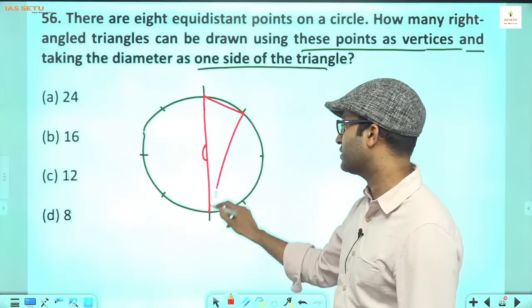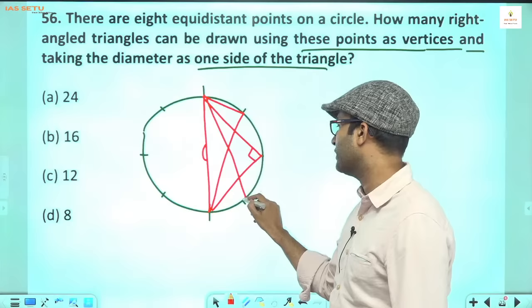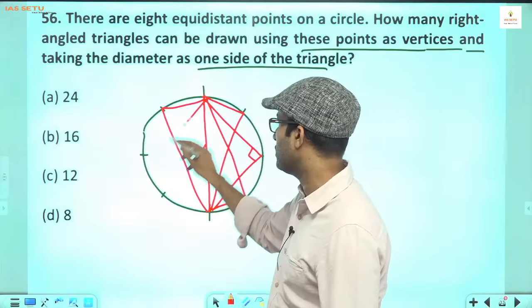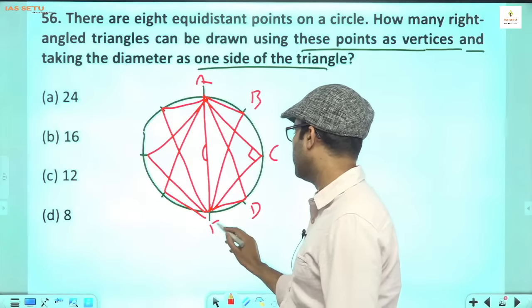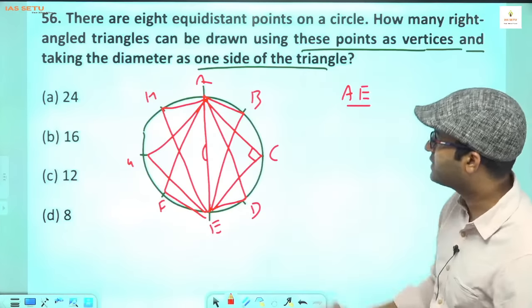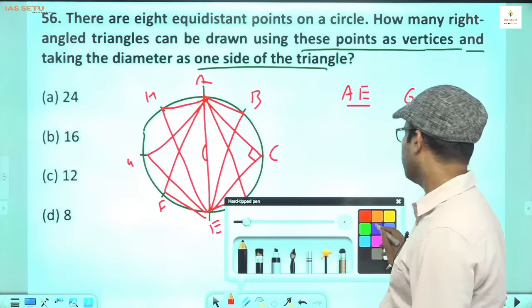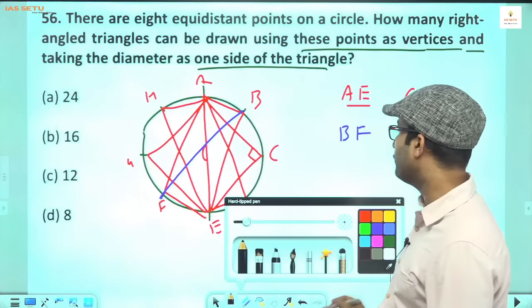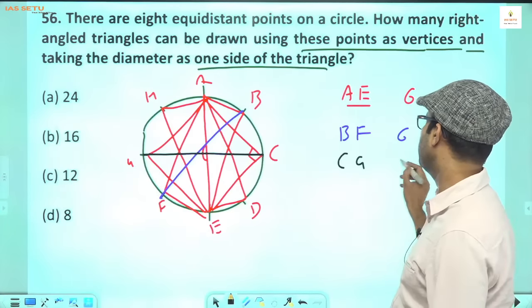Checking at any point, this is a 90 degree right angle triangle, this is also 90 and this is also 90. So you get 3 triangles on this side and 3 triangles on this side. The points are A B C D E F G H. If you use A E as a diameter, you get 6 triangles, 3 on the right side, 3 on the left side. Then we use B and F, similarly you get 6 triangles. Then we use C and G, you get 6.